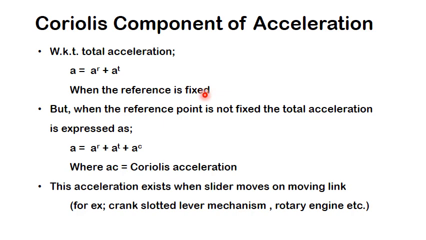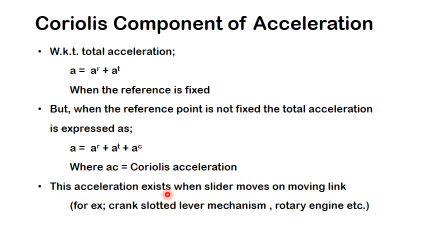But these components are for the acceleration which is being measured with reference to some fixed reference point. But when the reference point itself is moving, I mean when the reference point is not fixed, then the total acceleration will be expressed in terms of these three components. It will be having radial component, tangential component, and Coriolis component of acceleration. So here we add one more component of acceleration which is called Coriolis acceleration component.